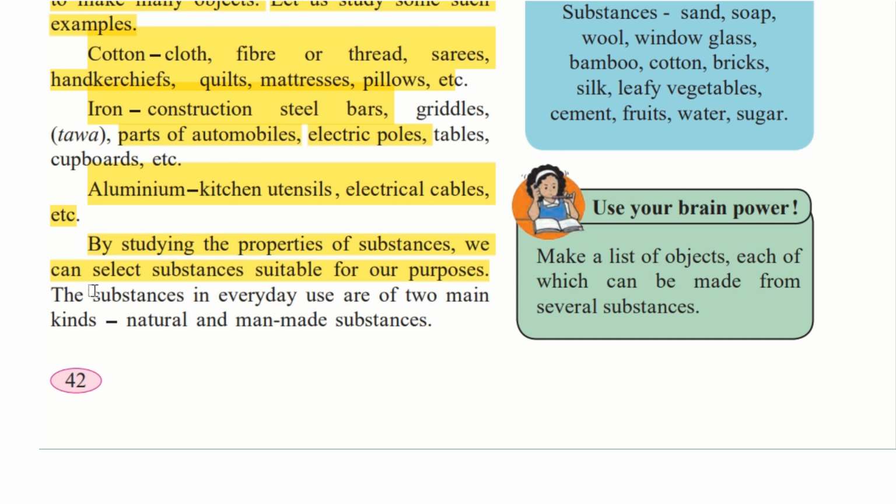The substances in everyday use are of two main kinds: natural and man made substances. So, the substances that we use in our daily life are of two types. One is naturally available, that we can easily get, that is wood. Wood we can get from nature. But what about plastic? Plastic has to be made. It is a man made material. So from the material that we get from nature, we have to convert it into plastic, and then we can make other objects out of it.